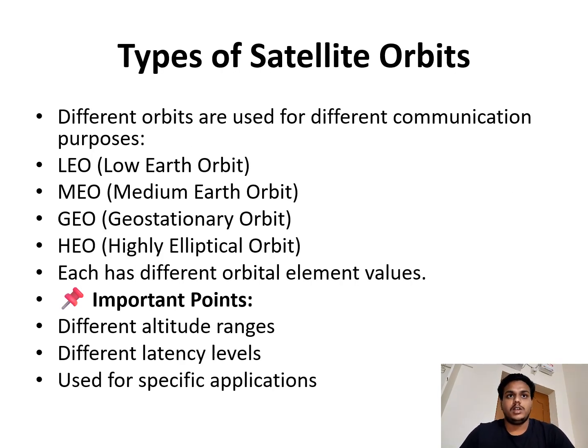And types of satellite orbits. There are different orbits used for different communication purposes. First we have LEO, low Earth orbit, MEO, medium Earth orbit, GEO, geostationary orbit, and HEO, highly elliptical orbit. Each has different orbit element values. Important points: different altitude ranges, different latency levels, used for specific applications, etc.